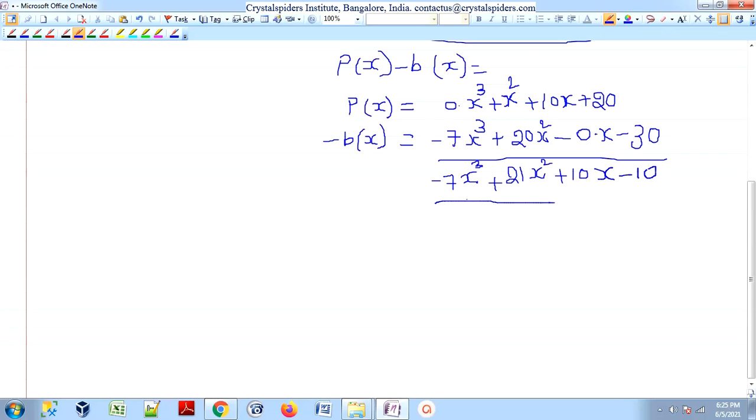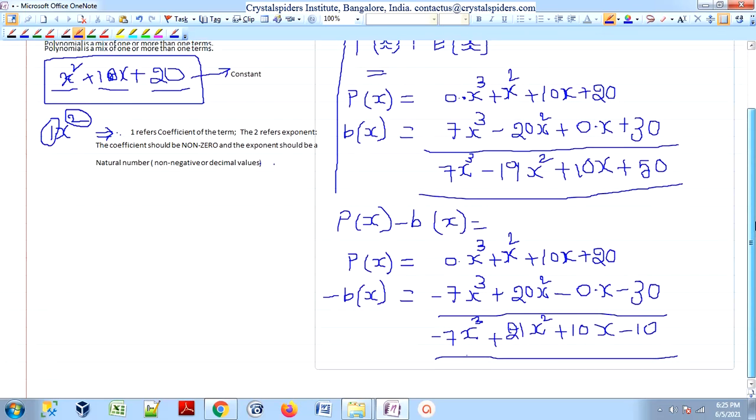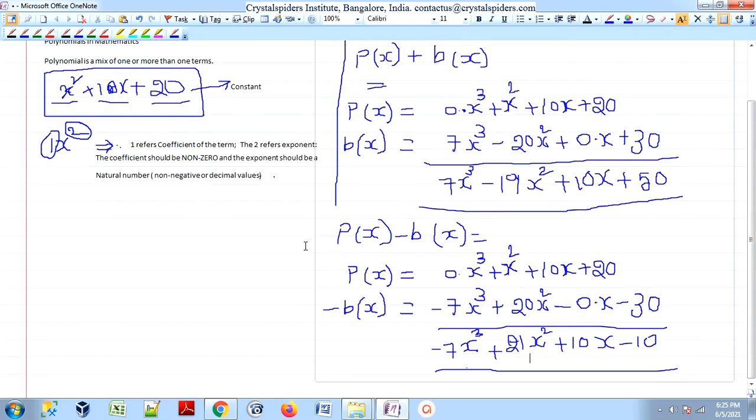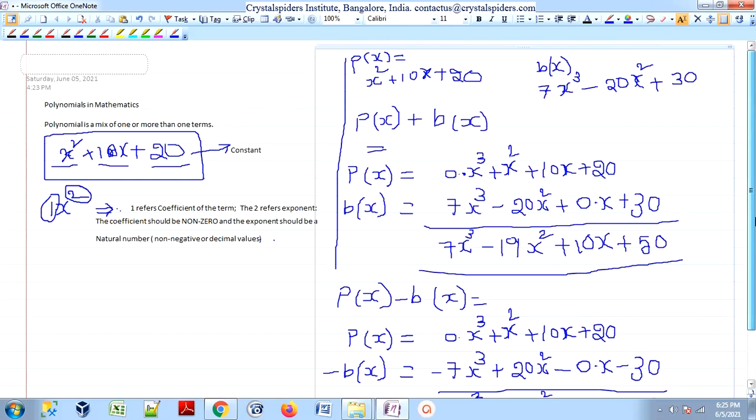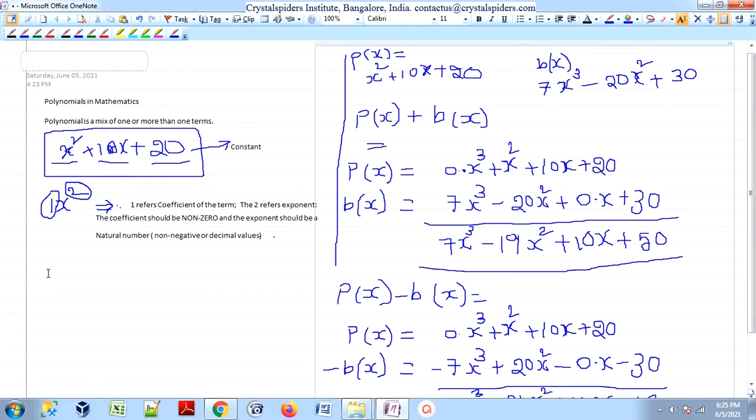So this is the result of p of x minus b of x, the subtraction of these two polynomials. So this is what, guys, the summation and the subtraction of the two polynomials in mathematics. So any questions, guys? If no questions, then we'll meet in another session. How can we divide two polynomials? Before that, we are going to understand the degree of polynomials. What is the meaning of degree of the polynomials?